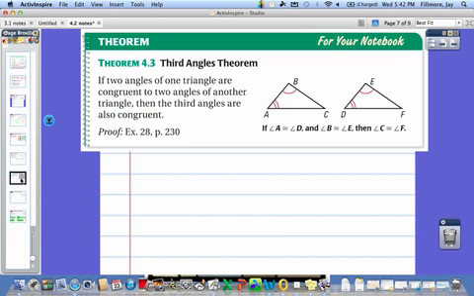Let's look at a theorem and an example with that theorem. So the third angles theorem says this. If you have two triangles, and let me just read it. If two angles of one triangle are congruent to two angles of another triangle, then the third angles are also congruent. So if these are congruent and these are congruent, we can logically conclude that the last pair is going to be congruent too. That's the third angles theorem.